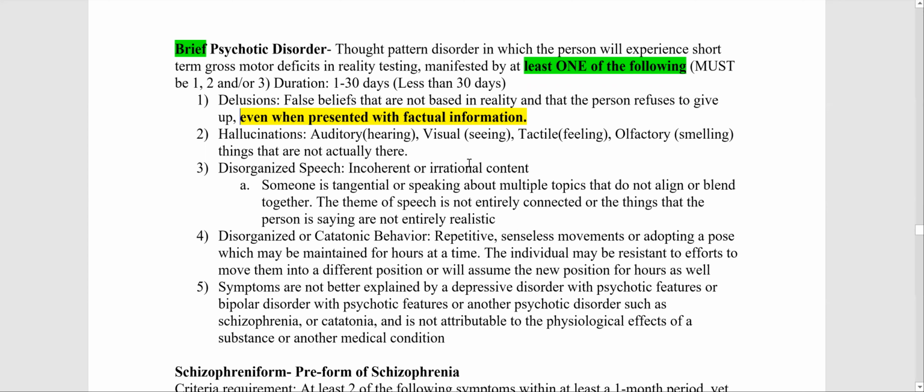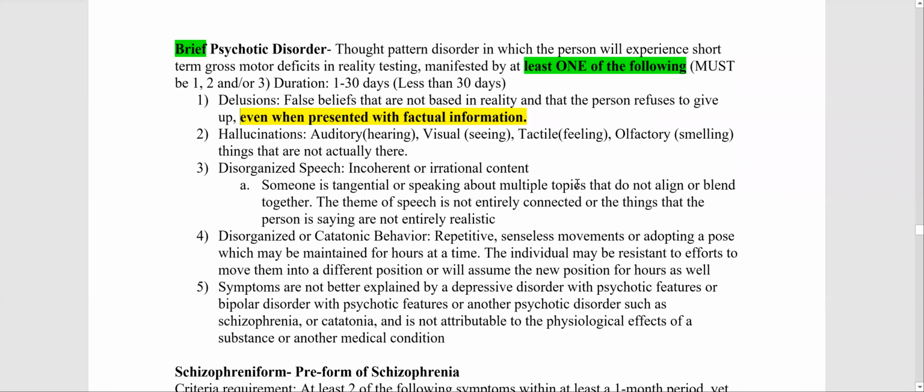The second possibility is hallucinations: auditory, visual, tactile, olfactory, of things that are not actually there. So auditory are things that you're hearing, visual are things that you're seeing, tactile are things that you're feeling, olfactory are things that you're smelling that are not actually there. So some people can have all of these, some people can only have one of these, some people do not have any of them and then have one of the other symptoms.